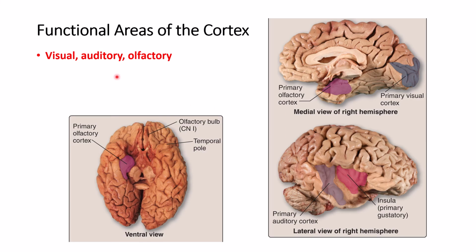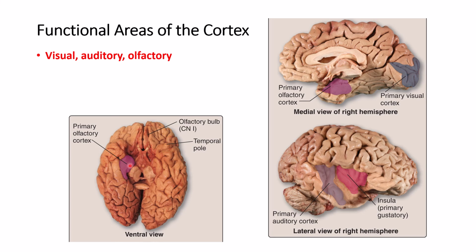So then there are other visual cortices. The visual cortex is in this area. This is the primary visual cortex, and this is responsible for vision. Then there is the auditory cortex. This is the auditory cortex, in the temporal lobe. You have the primary auditory cortex, but you also have the auditory association area. Any sound that you hear is processed in this area.